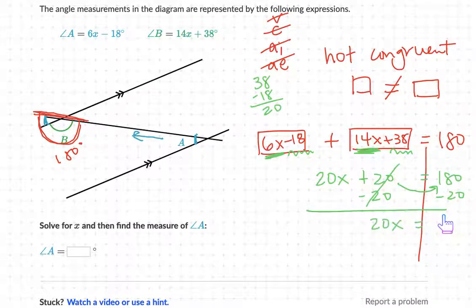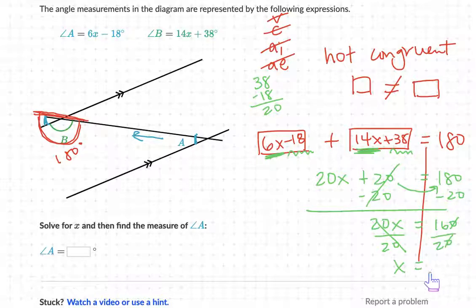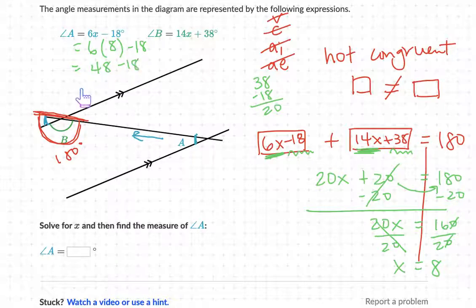So I get 20x equals 160. Now this is multiplied by 20, so I'm going to divide by 20. The only time you don't do the opposite is if they're both on the same side. Because they're on the same side, they would just add together. 160 divided by 20 is the same as 16 divided by 2, which is 8. So x is equal to 8, but that's not what we want. We want angle A. Angle A is 6 times x minus 18. x is 8. 6 times 8 is 48. Minus 18 is 30 degrees.